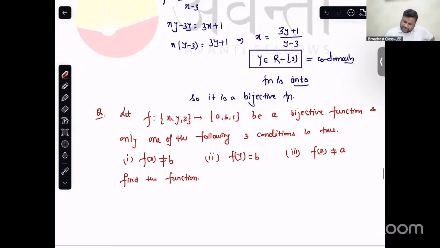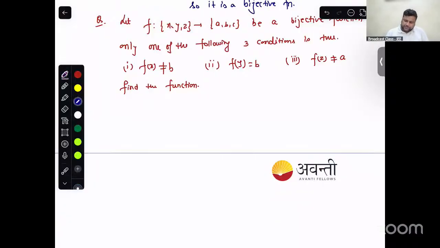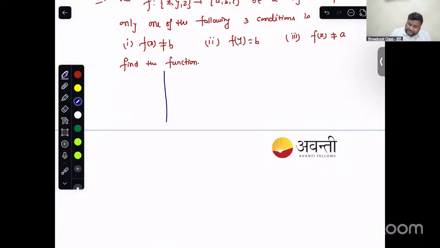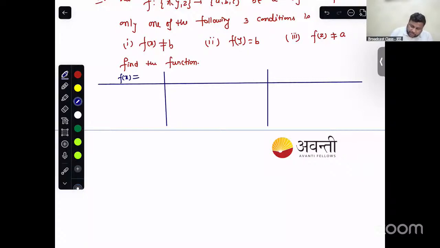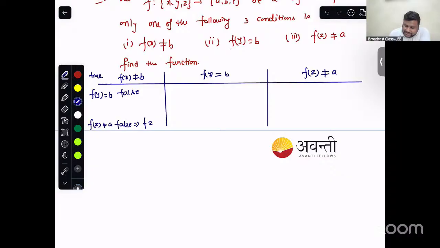Now see, they are saying only one of these three conditions is true. Out of these three, only one condition is correct. Let us assume, see, this is an intense analysis question. The correct statement I'm writing in the above column. Say f(x) not equal to b is true, and f(y) equal to b is true, and f(z) not equal to a is true. Now, if f(x) not equal to b is correct, that means f(y) equals b is false, and f(z) not equal to a is also false. That implies f(z) is equal to a.